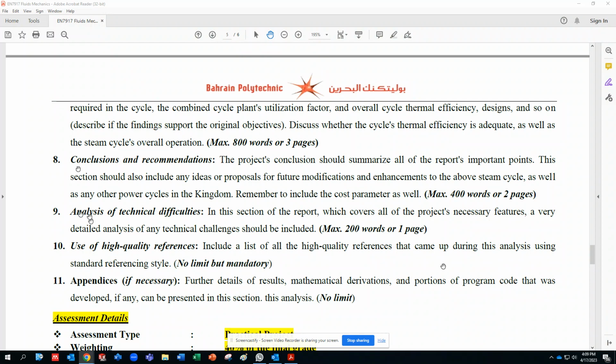And in analysis of technical difficulties, this is pretty much required for this task, because since you are asked to do some research or to visit an industry power plant, you might face some technical difficulty, or some difficulty in calculating some parameters or getting some other parameters. And those difficulties should be narrated here, presented in this part of the report, for a maximum of one page.